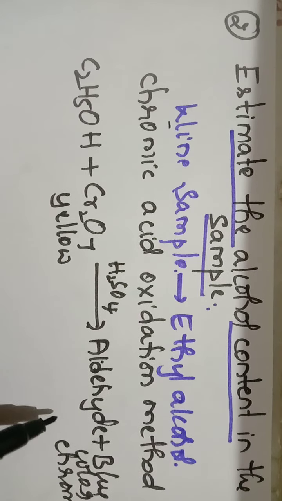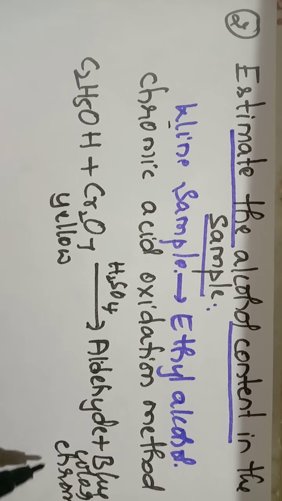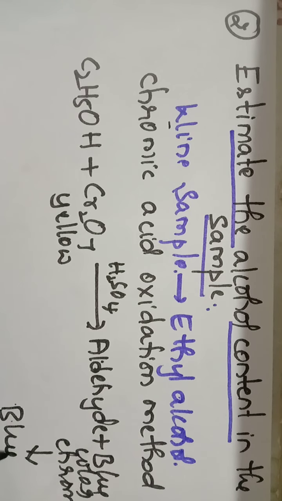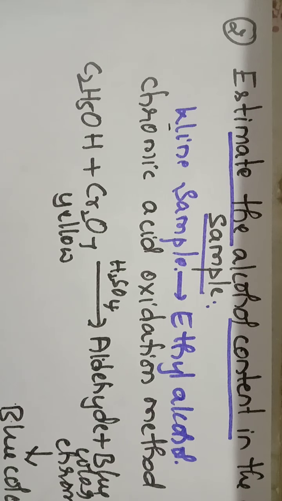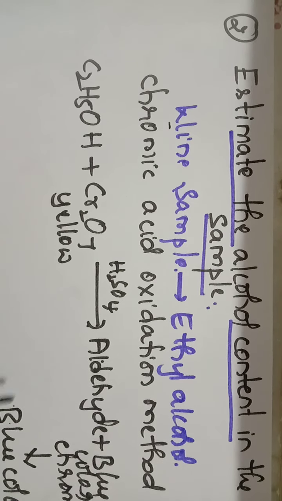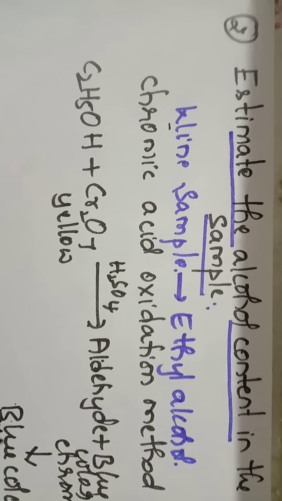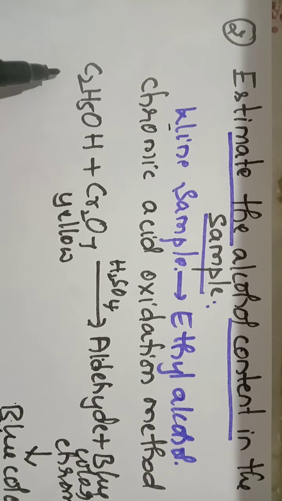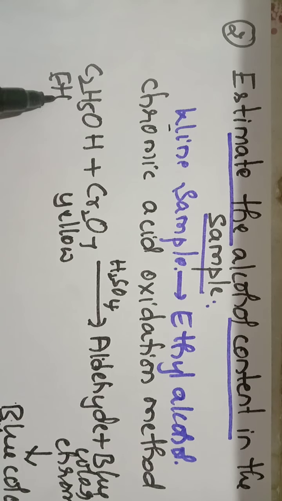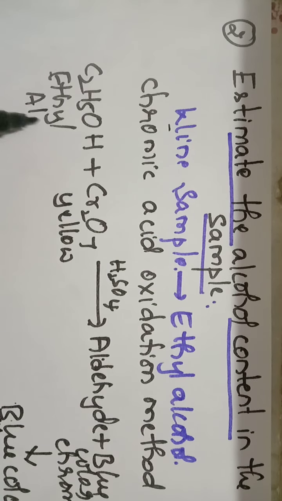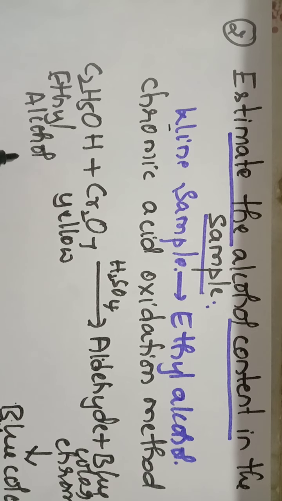What we are going to do is estimate the intensity of this blue color. As with any estimation, we are colorimetrically estimating the blue color formed, and from that we tell the concentration of alcohol in the given sample.